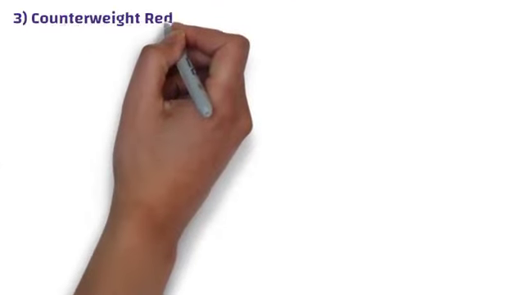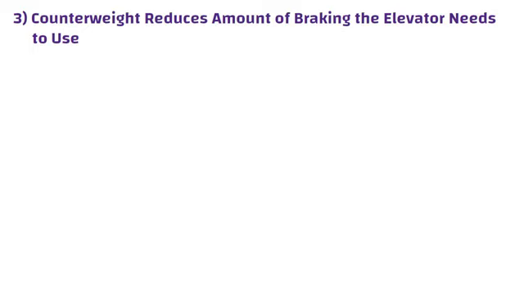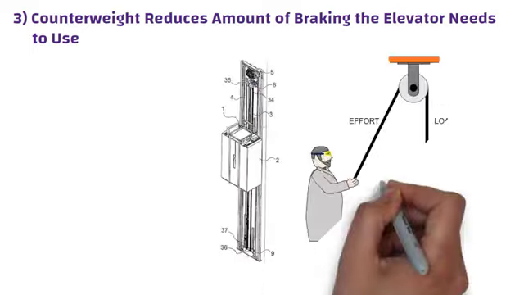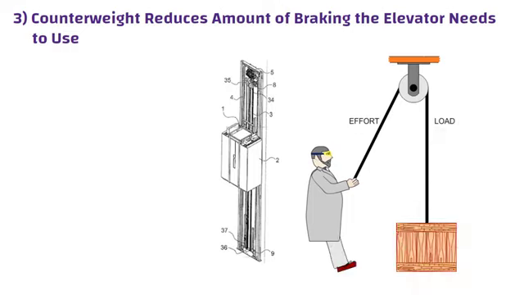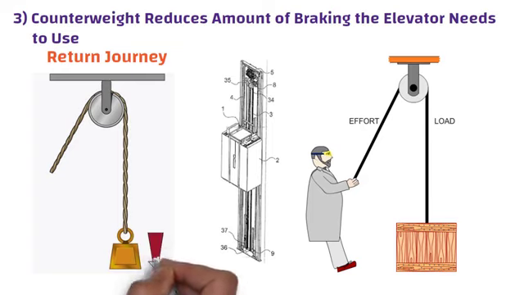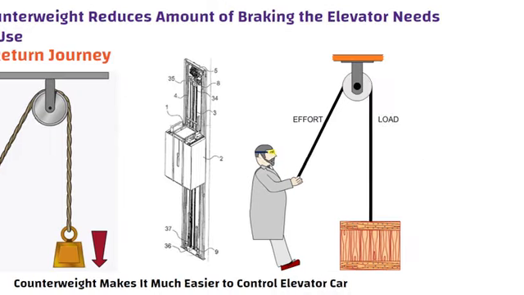Three, the counterweight reduces the amount of braking the elevator needs to use. Imagine if there were no counterweight. A heavily loaded elevator car would be really hard to pull upwards, but on the return journey, it would tend to race to the ground all by itself if there were not some sort of sturdy brake to stop it. The counterweight makes it much easier to control the elevator car.